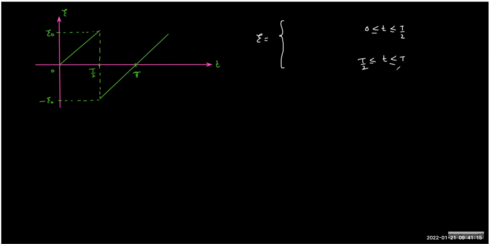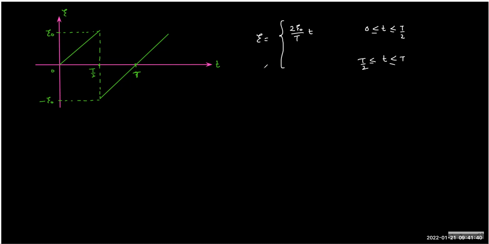It's passing through the origin, so it must be y equals mx. And what is m here? Slope. Slope is how much? So E naught by T by 2. Yes, sir. So y equals mx. X is here t. Time is x.